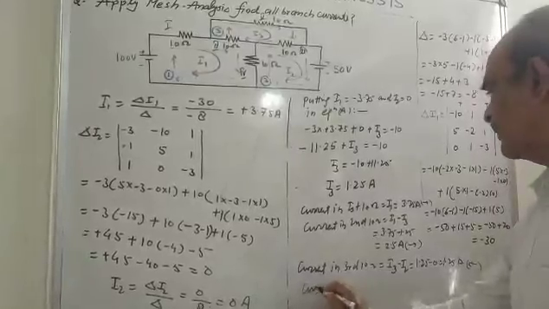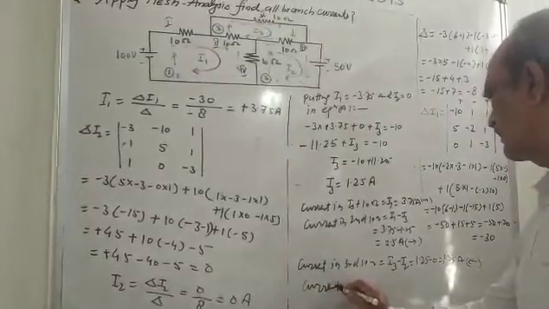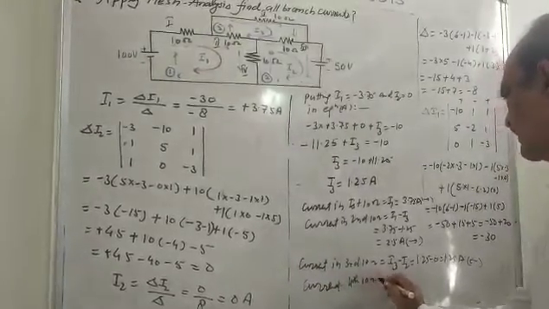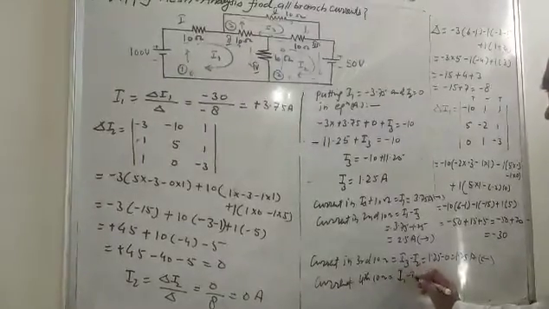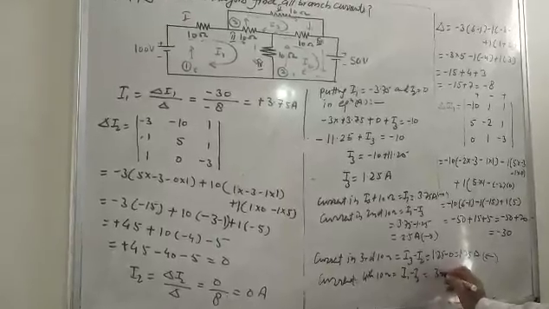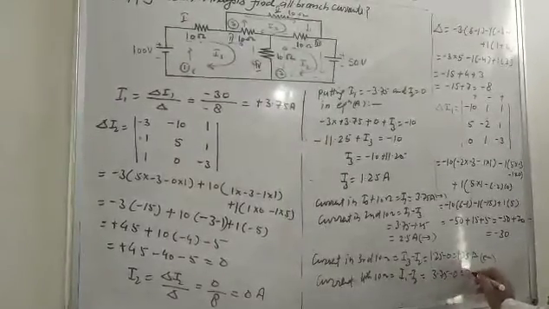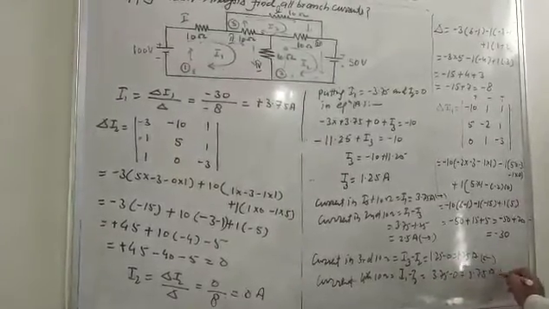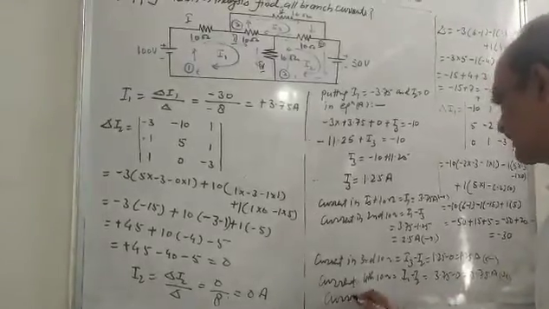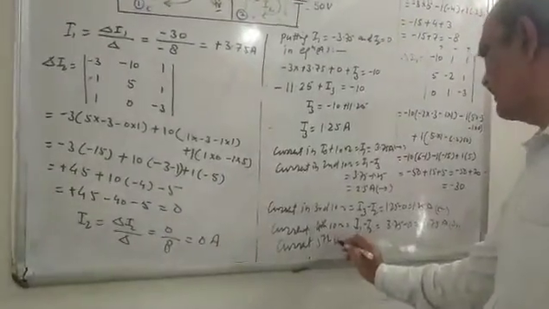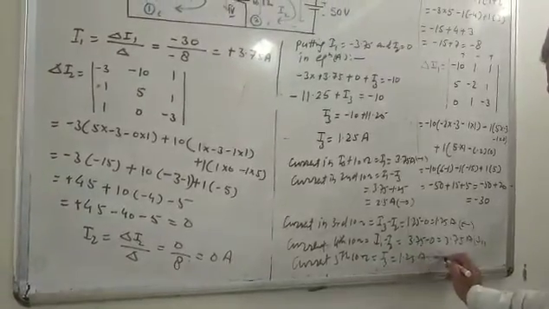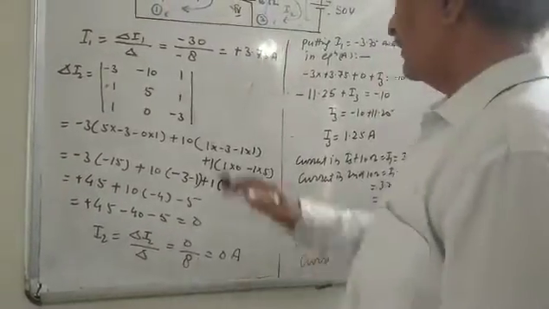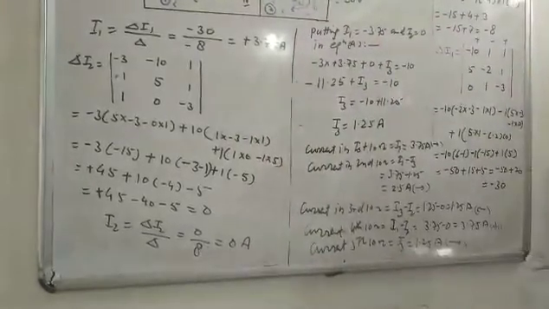And current in fourth 10 ohm is equal to I1 minus I2, is equal to 3.75 minus 0, 3.75 ampere down. Current in fifth 10 ohm is equal to I3, 1.25 ampere, direction is left. So this is the total branch current in this circuit.